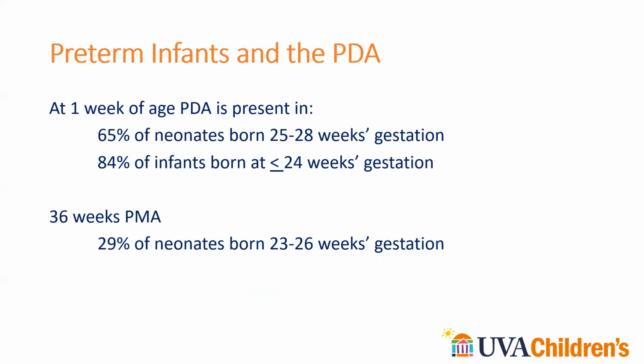Things are a little different for the preterm infant. At 1 week of age, the PDA is still present in 65% of neonates born 25 to 28 weeks gestation. And it's still present in 84% of infants born less than or equal to 24 weeks gestation. According to one study, 29% of neonates born 23 to 26 weeks gestation had not achieved spontaneous closure of their ductus arteriosus at 36 weeks post-menstrual age.